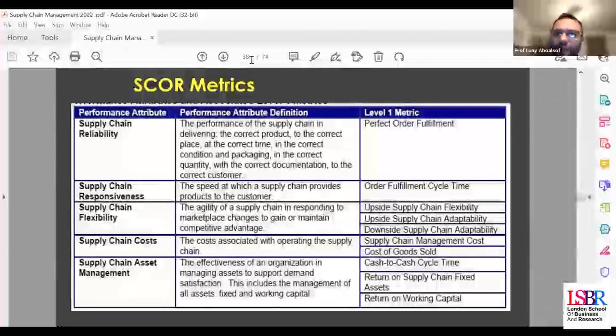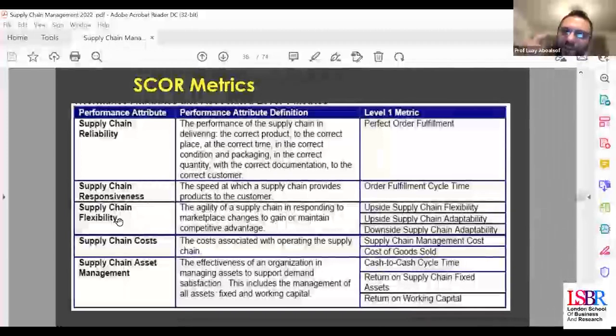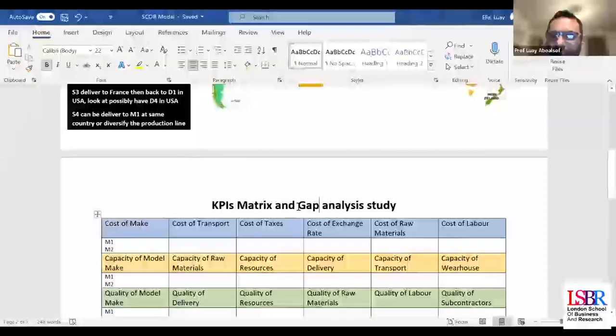I put for you on the last slide what the SCOR matrix looks like: reliability, responsiveness, flexibility, cost, management. This is what you examine when you do your gap analysis. It's more about the cost, performance, flexibility, and responsiveness. And it is all called, let me share that with you again, gap analysis.